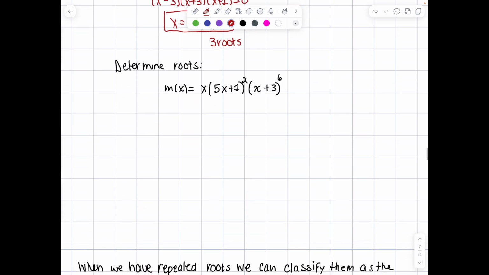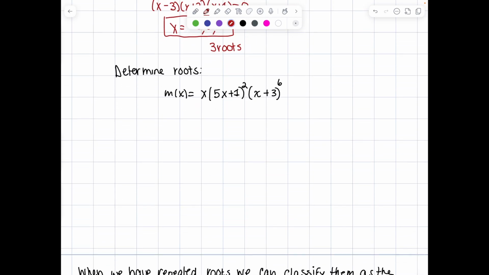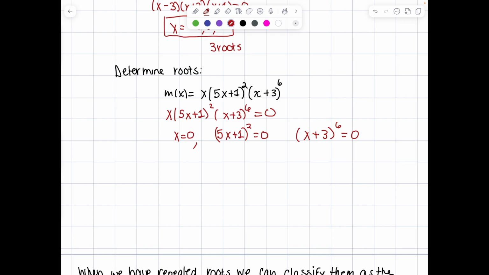Okay, let's determine the roots from this polynomial. So we have x times all of this. It's all prefactored, so let's set it equal to 0. So we got x times (5x plus 1) squared times (x plus 3) to the 6th equals 0. I got x equals 0. (5x plus 1) to the 2nd power equals 0, and (x plus 3) to the 6th equals 0. These exponents don't make a difference, so I'm going to have 5x plus 1 equals 0, and I got 5x equals negative 1, x equals negative 1/5.